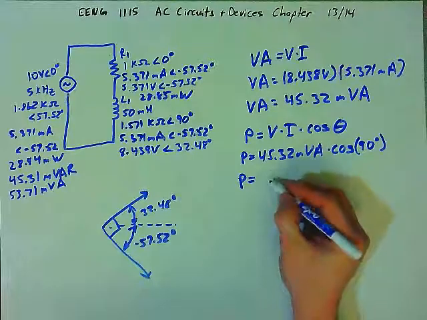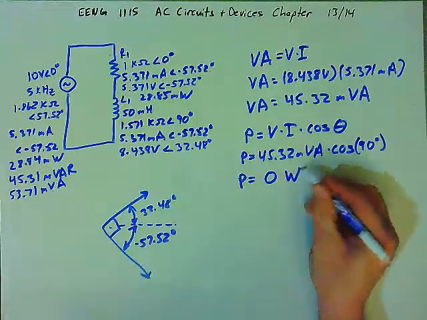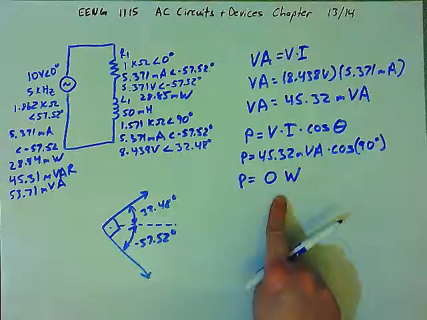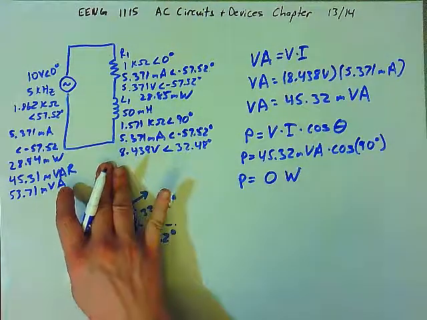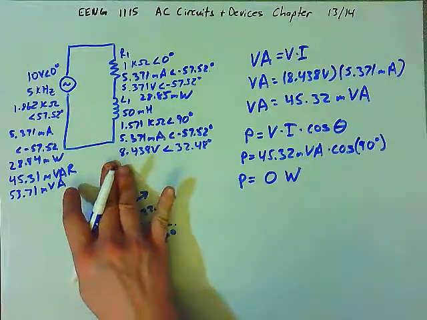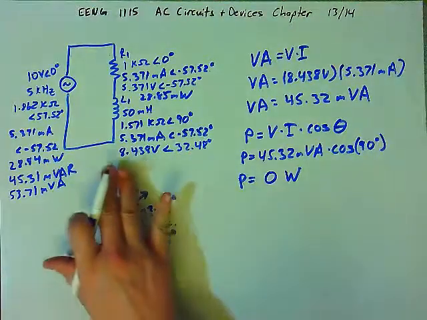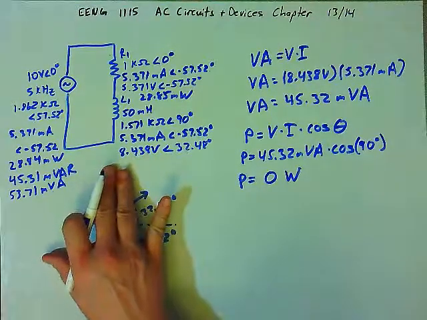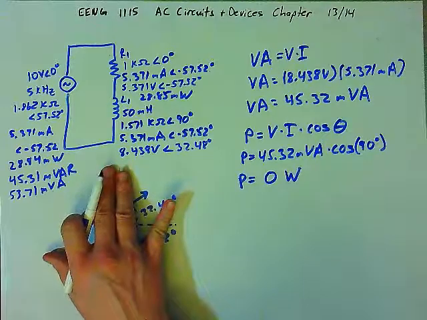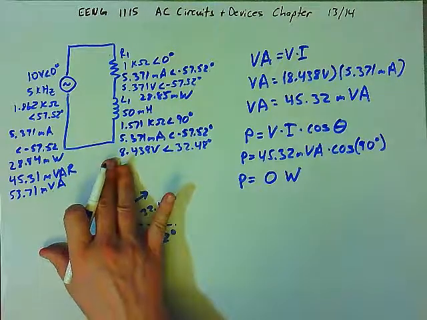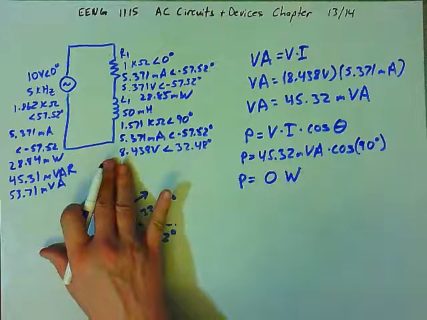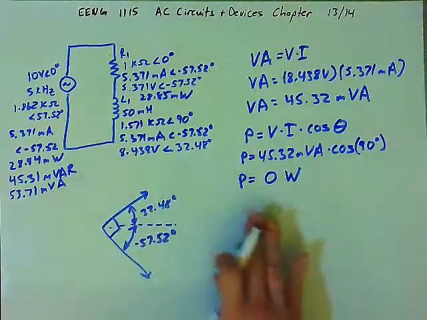0 times any number is 0. There's 0 watts being consumed by the inductor. And that's because the inductor does not have any resistance. In order for there to be power consumption, we must have resistance. And so the inductor does not actually consume any power, theoretically. The inductor does actually have some resistance. The copper that makes up the windings does have some resistance. We'll talk about that in just a second.